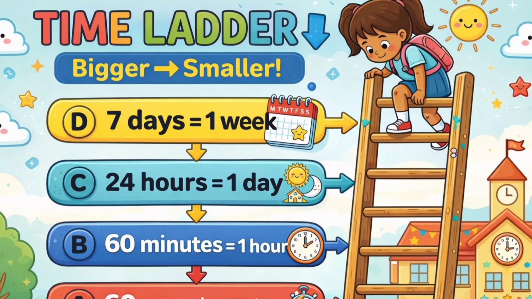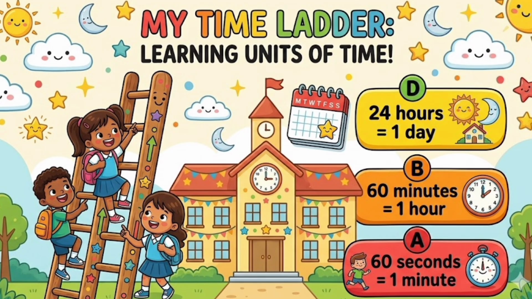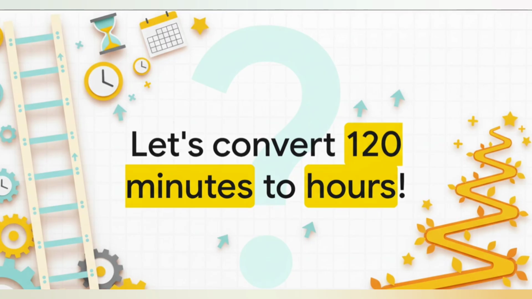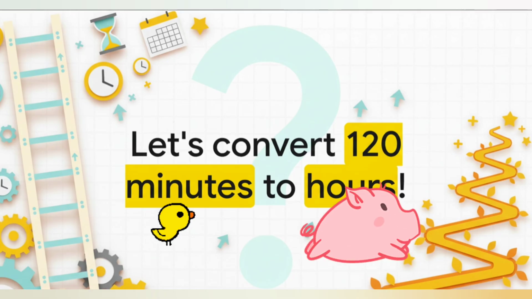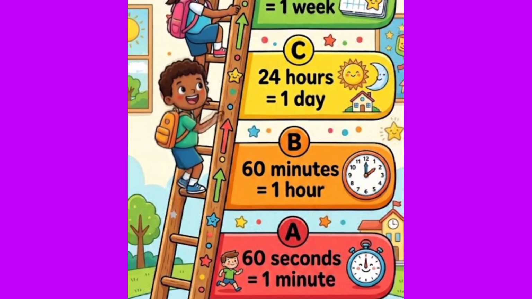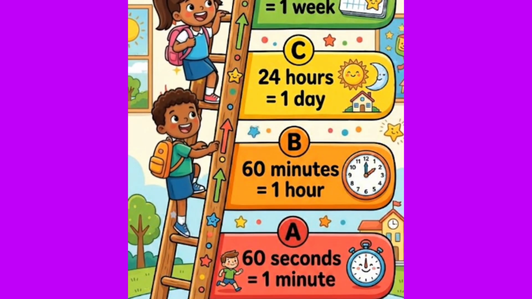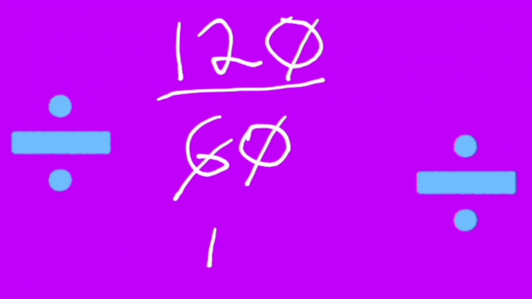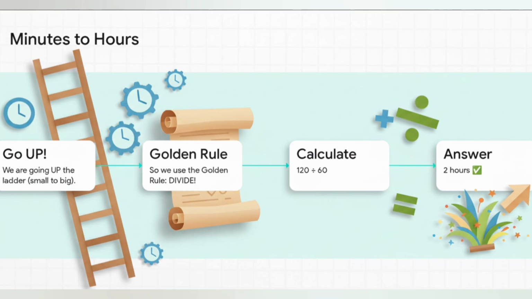We've gotten really good at going down the ladder. But what happens when we need to go up? Let's try a whole new problem to practice the other half of our golden rule. Let's see if we can turn 120 minutes back into hours. Okay, this is the really important part. We're going from a small unit, minutes, to a big unit, hours. That means we're climbing up the ladder. And what does our golden rule say to do? We divide. So we take our 120 minutes divided by 60, and we get 2 hours. See? It's just as simple. You just have to remember which way you're going on the ladder.